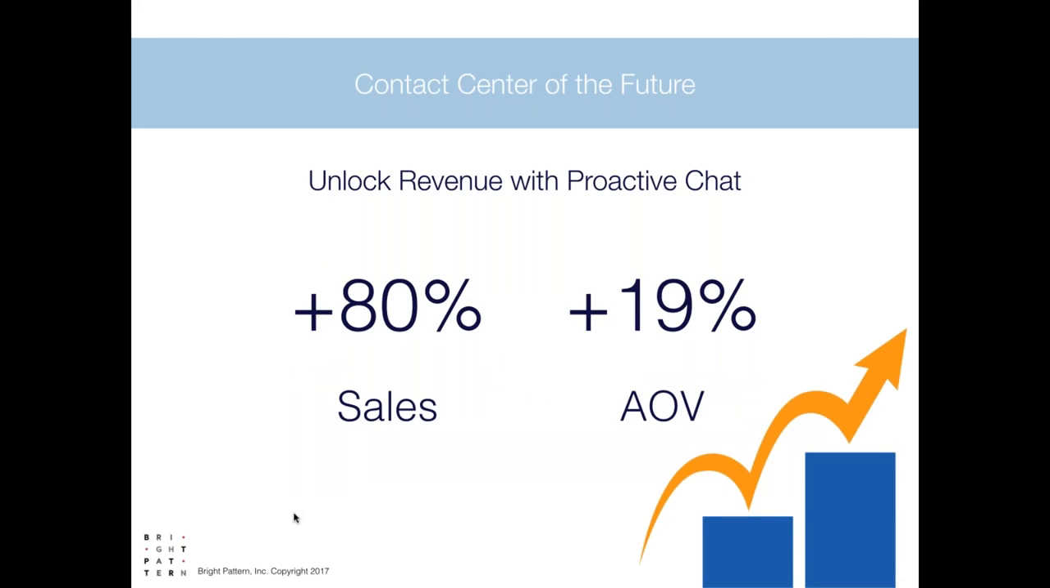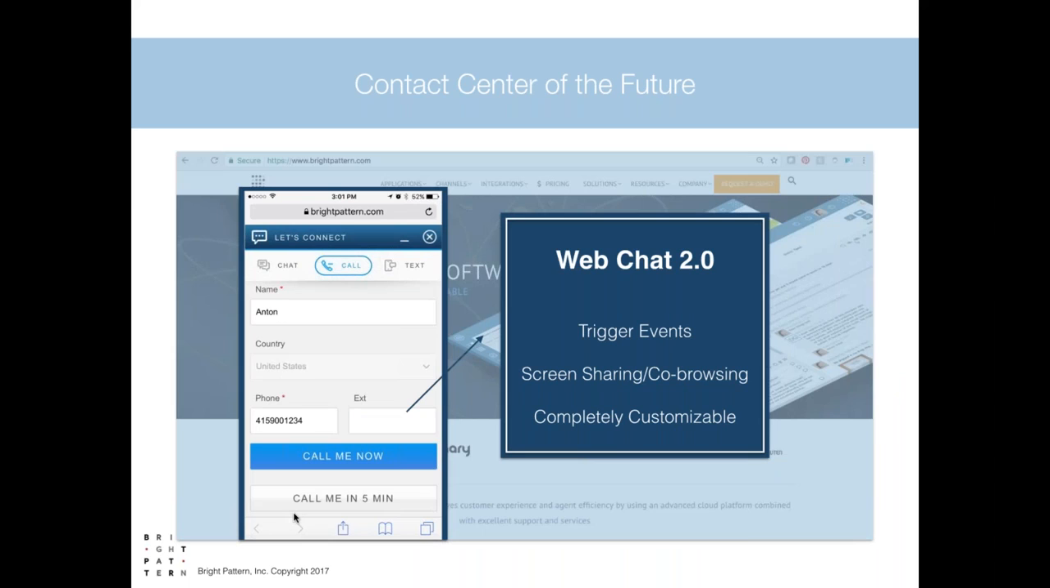And one that I'm particularly excited about, which seems like a futuristic feature to me, is our new web chat with proactive chat. There has been a lot of research over the last year on how proactive chat in contact center improves sales. That number is a sales increase of over 80%, as well as an average order value increase of 19%.